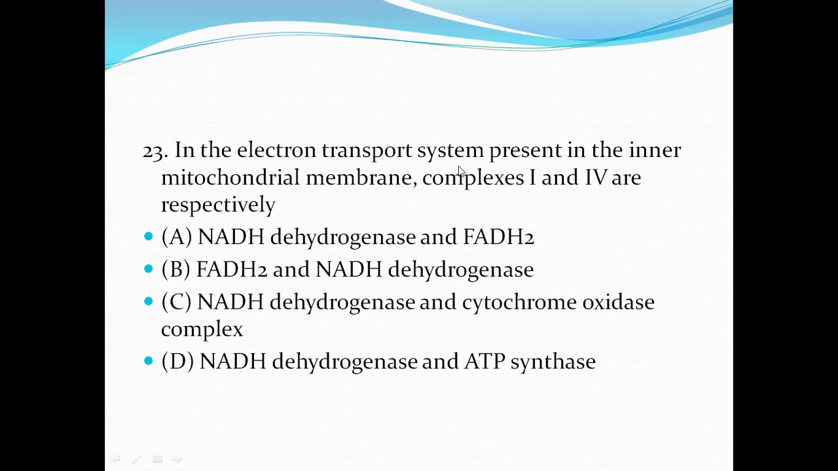In the electron transport system present in the inner mitochondrial membrane, complexes 1 and 4 are... Now, complex 1 is NADH dehydrogenase, and complex 4 is cytochrome oxidase complex. ATP synthase is complex number 5. FADH2 is complex number 2. So here the answer is NADH dehydrogenase and cytochrome oxidase.